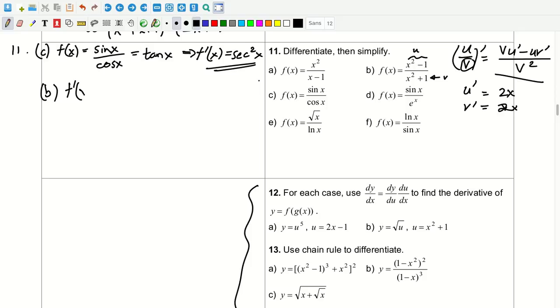So I'm just going to jump into f prime. And what I'm going to get is x squared plus 1 times 2x, minus x squared minus 1 times 2x, over x squared plus 1 squared.